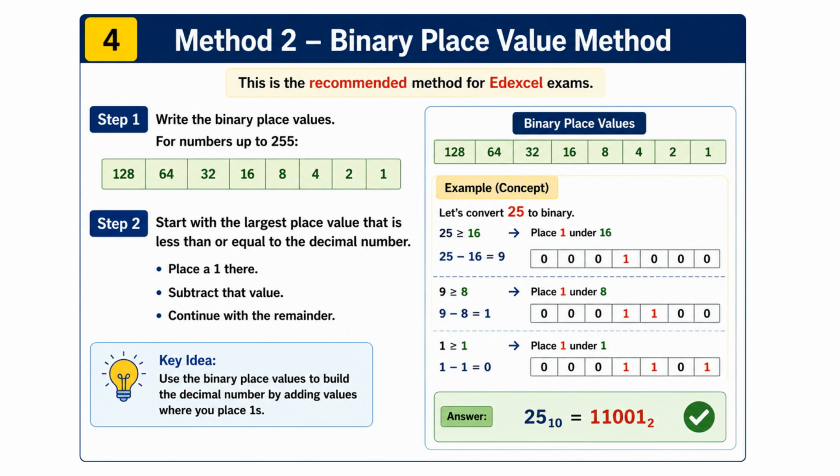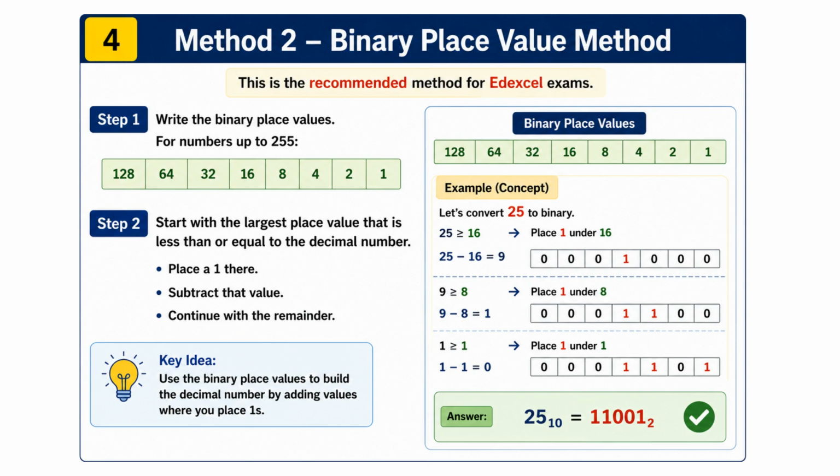Finally, the largest place value less than or equal to 1 is 1 itself. Place a 1 under 1. Now, 1 minus 1 equals 0. The remaining place values receive zeros. Reading the digits from left to right, we get 1, 1, 0, 0, 1. Therefore, 25 in decimal is equal to 11001 in binary.